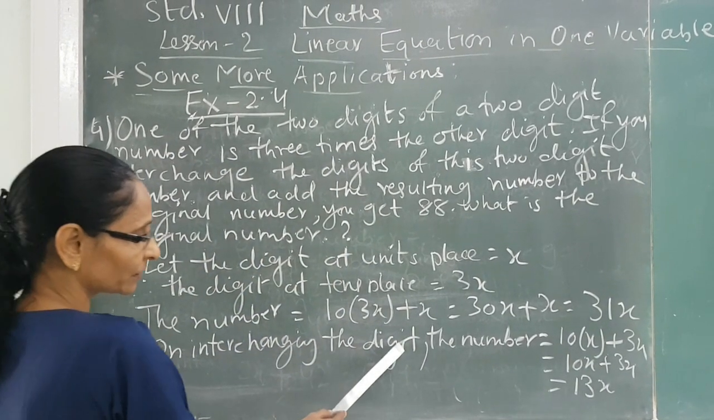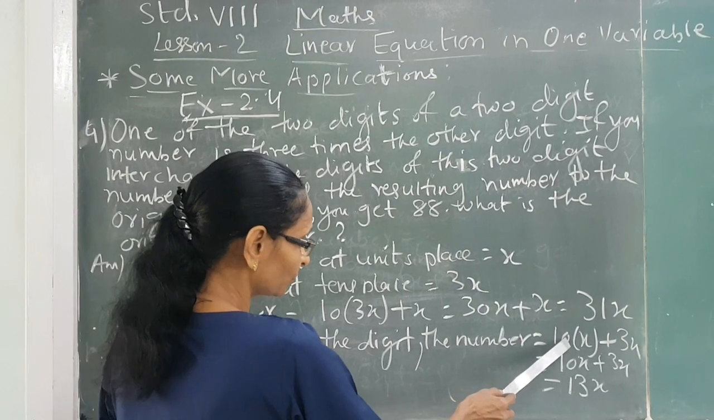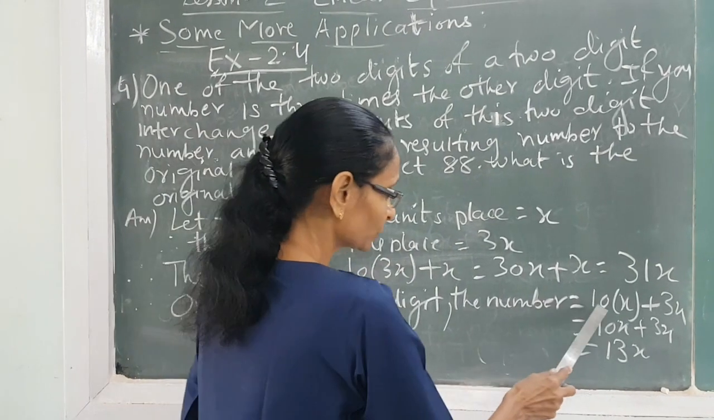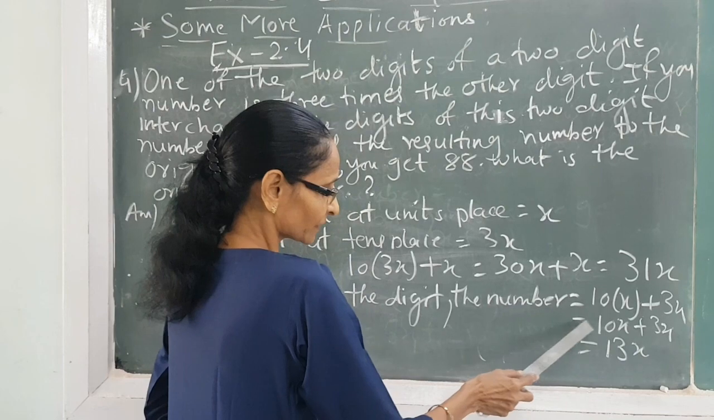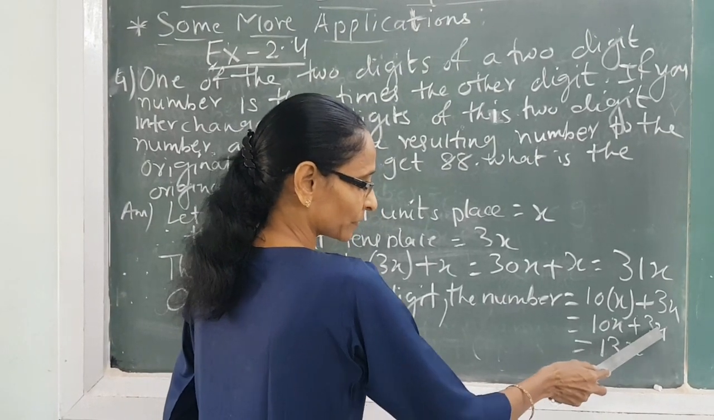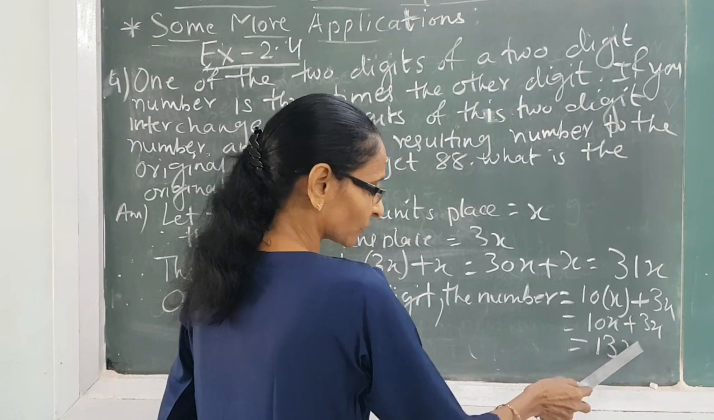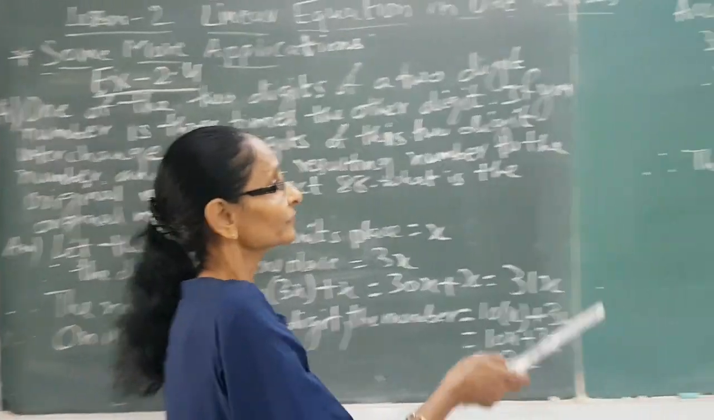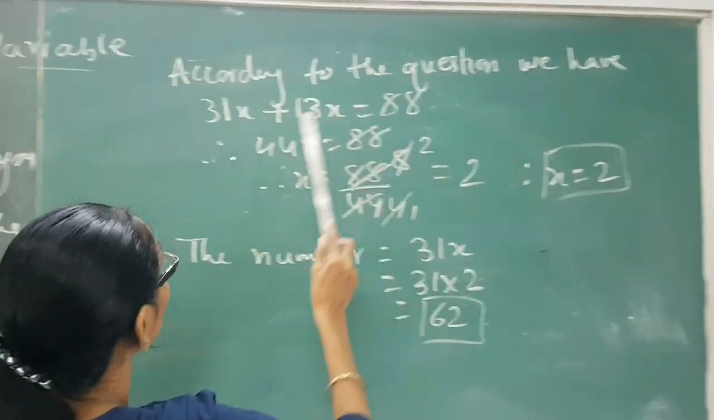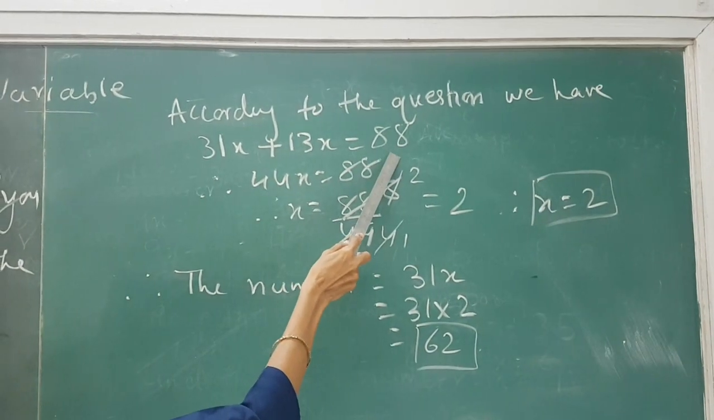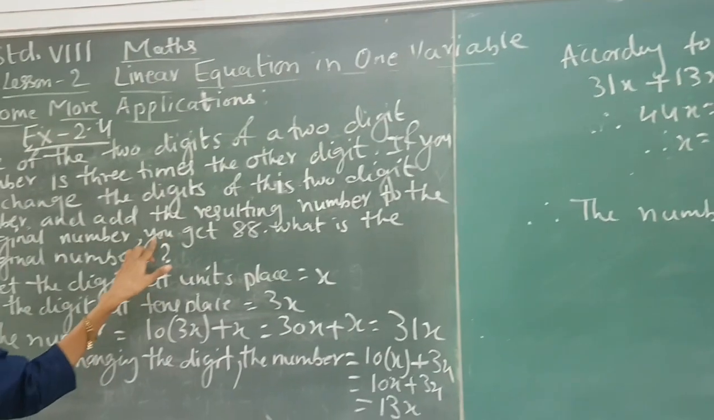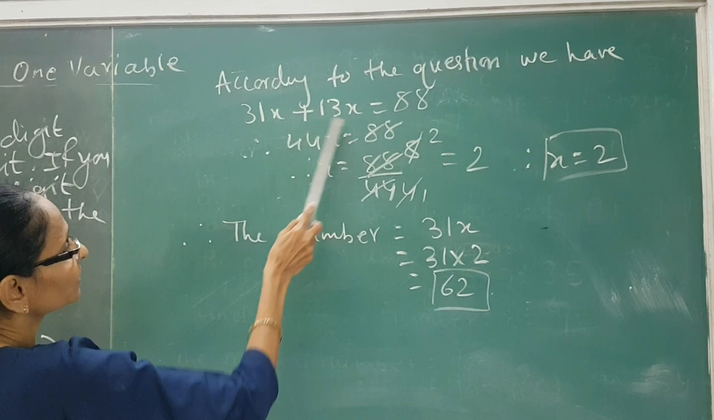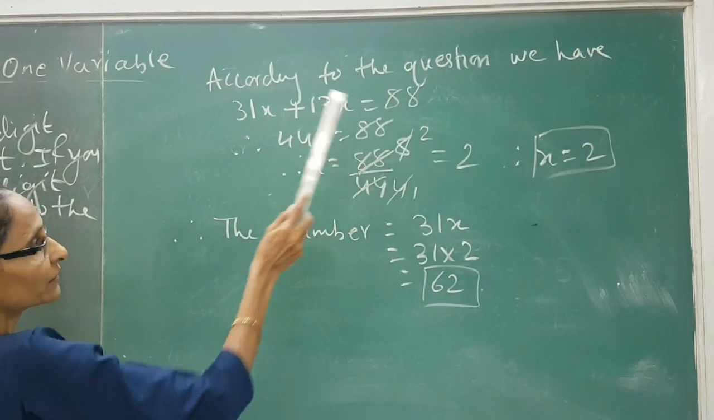On interchanging the digits, the number is equal to, now we have interchanged, the places will be changed now, is equal to 10x plus 3x. 10 into x will be 10x plus 3x. 10x plus 3x is 13x. So after interchanging, the number formed will be 13x. Now according to the question, we have 31x plus 13x is equal to 88. See, they have given, you get the number 88. Therefore, 31x plus 13x is equal to 44x is equal to 88.